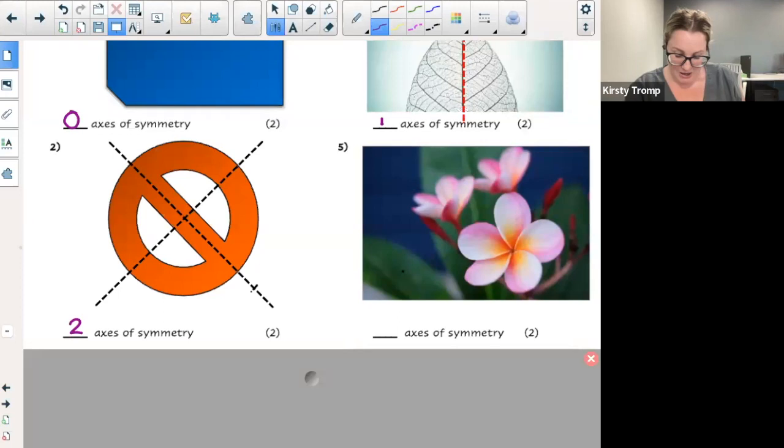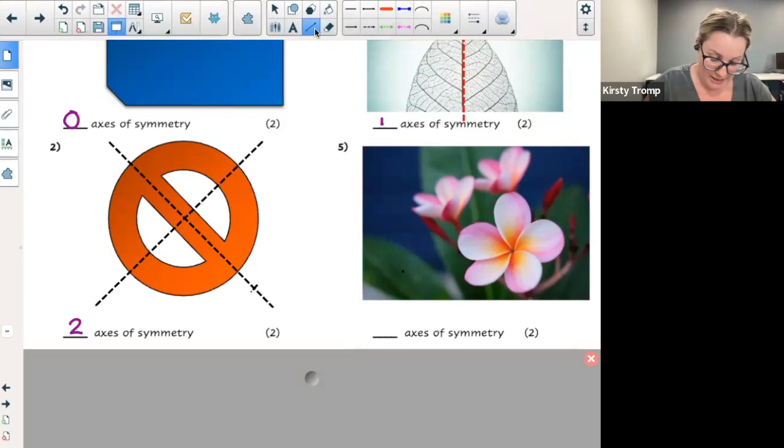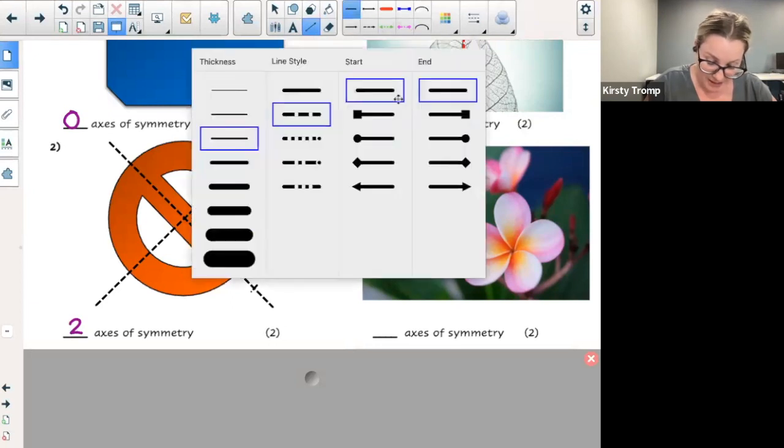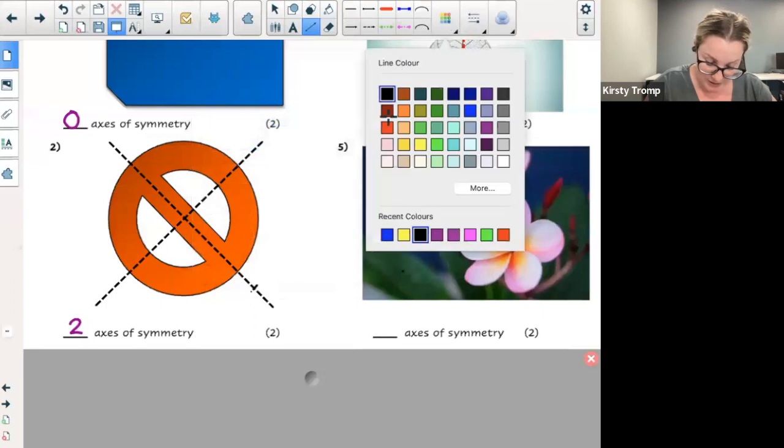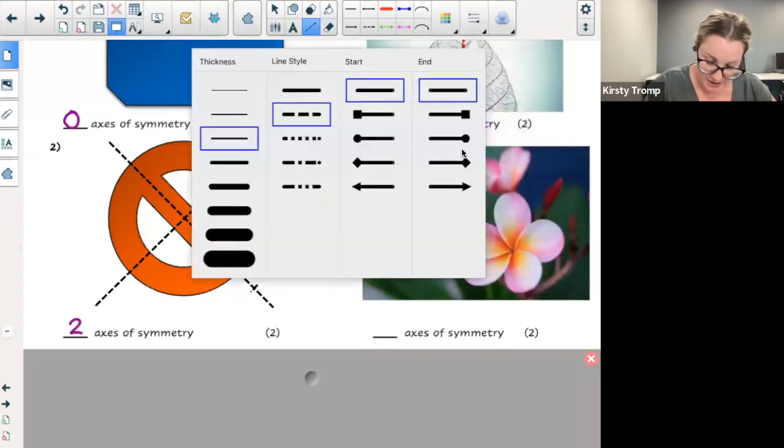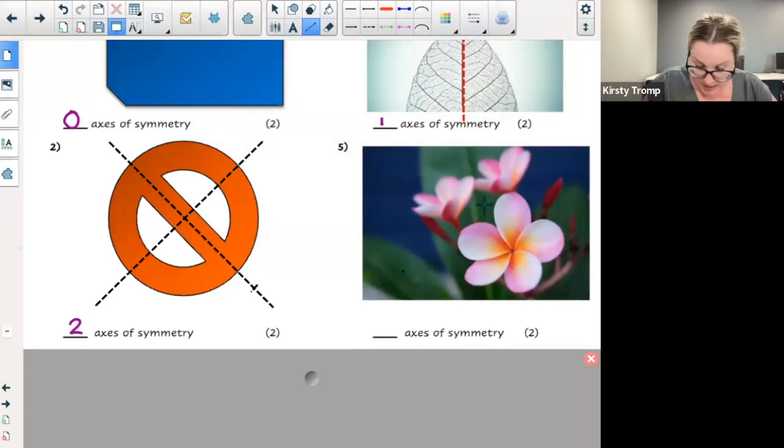Okay, guys. I am looking at this beautiful hibiscus flower. I'm going to help us out with this one a little bit. If I had to draw some lines of symmetry on the hibiscus flower, let's see what it would look like. I'm going to go this way. Should we make it a different color so we can see it? Let's make it red.